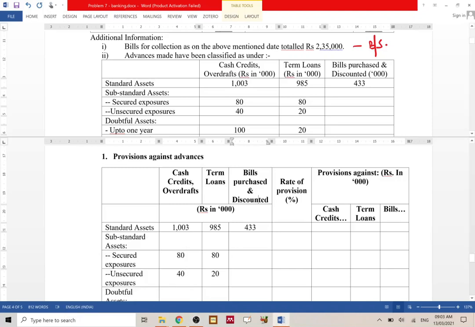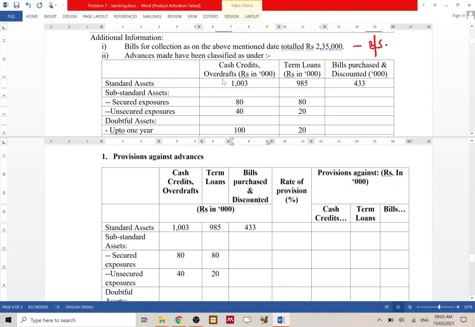We're now going to calculate the provisions against each one of those advances. What I have done here is this same table. I have created another table based on this and added a few more columns that will show us the provisions to be calculated on each of these types of advances. So we have three types of advances: cash credits, overdrafts and so on, term loans, bills purchased and discounted.